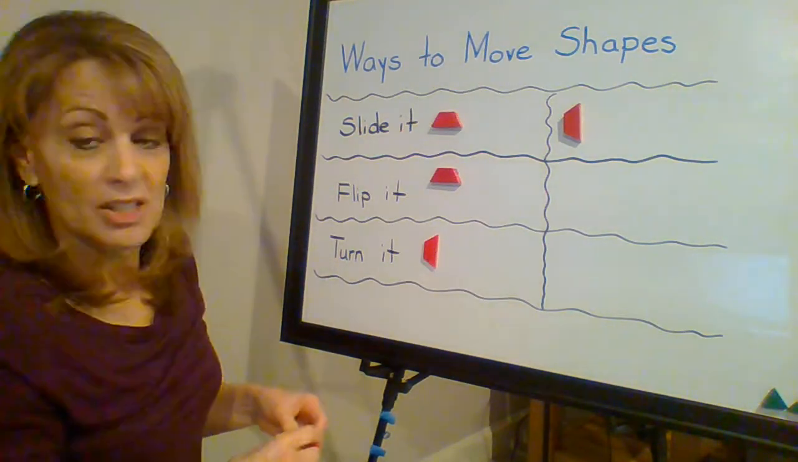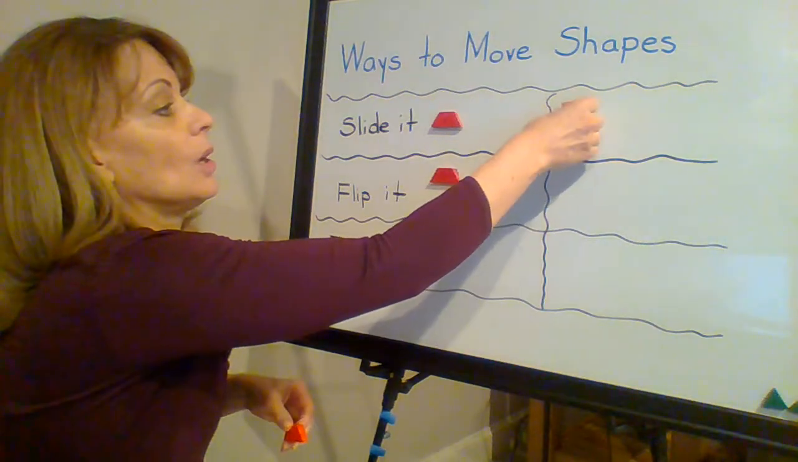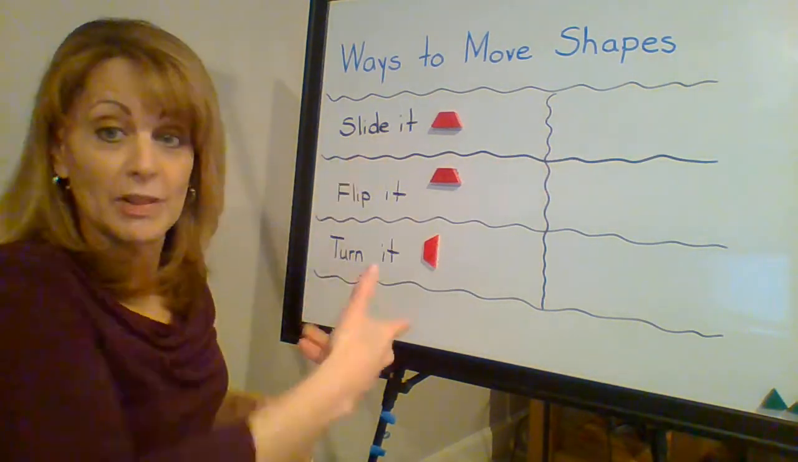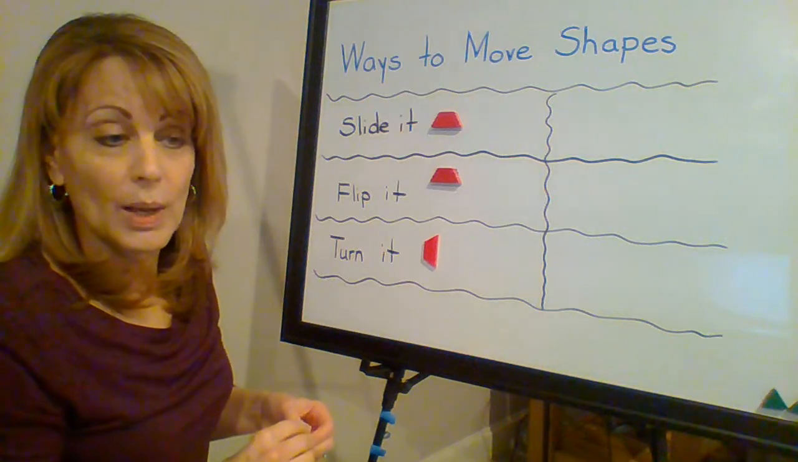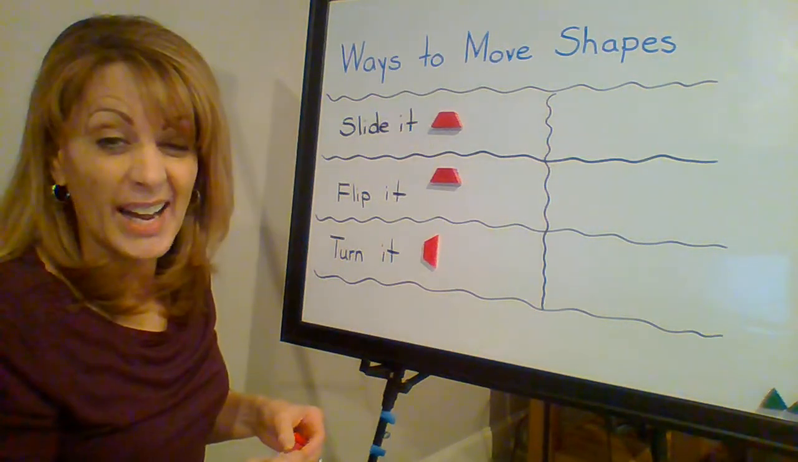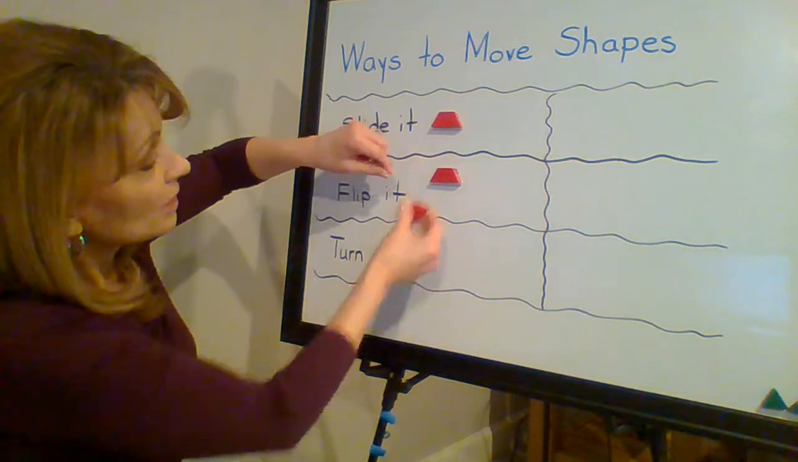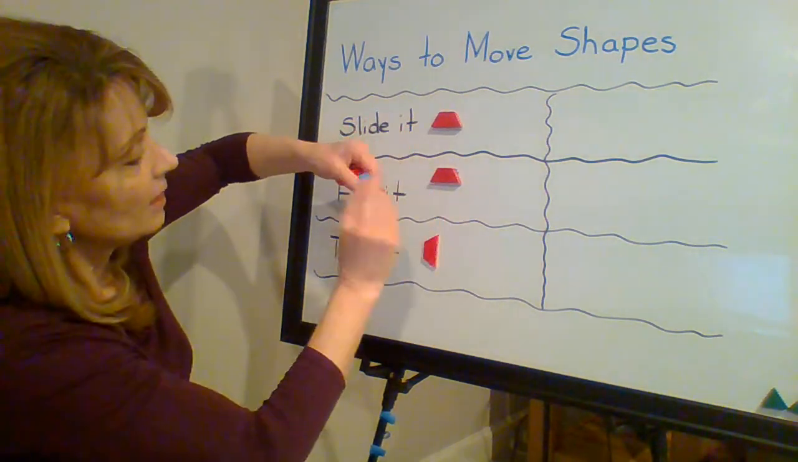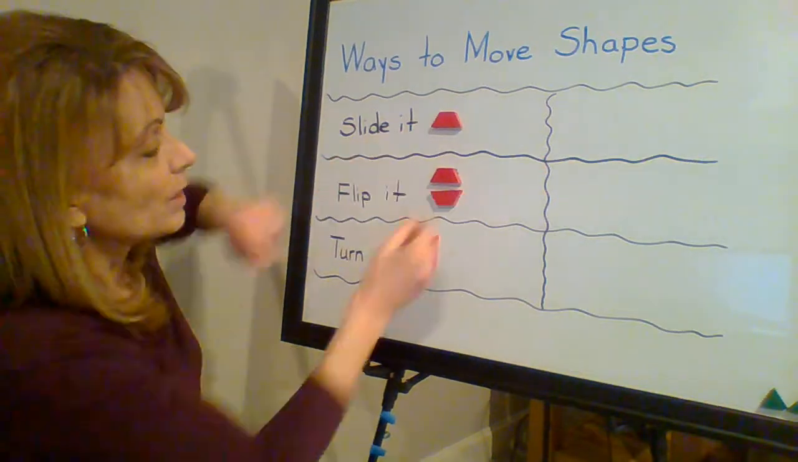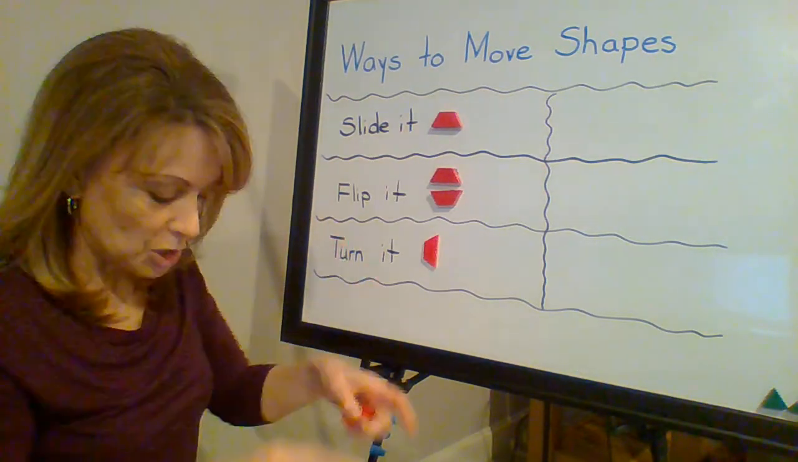The next one is to flip. When we flip a shape, we flip it over. Think of when you are standing up, and if you flip over, you'll be on your head. So if this starts like this, then when I flip it over, it's going to be like that. They're like the mirror images of each other.